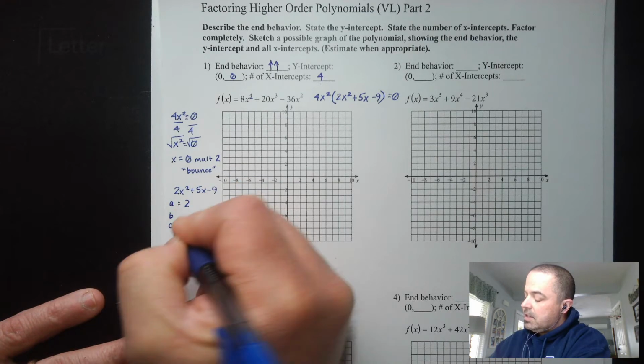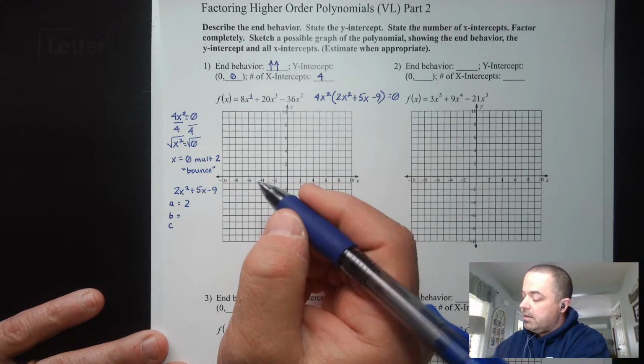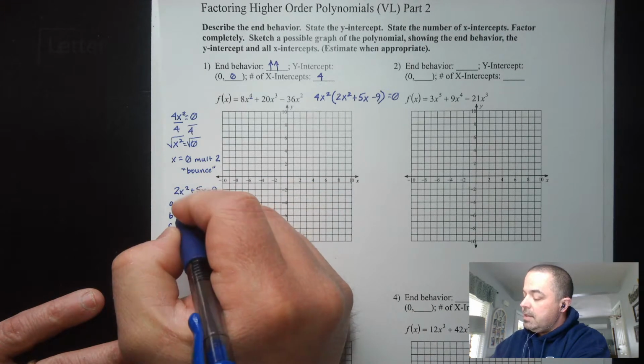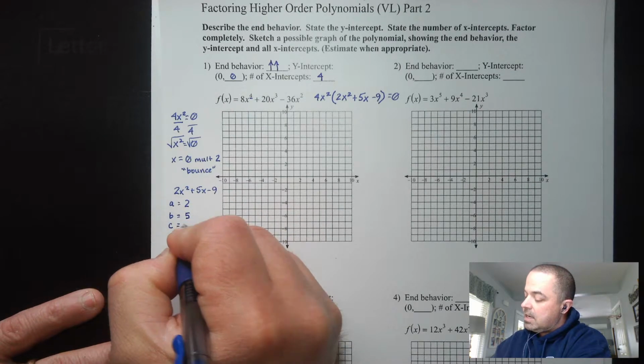So we're going to need to use the quadratic formula, which means we need to make sure we understand what a, b, and c are. A is the coefficient in front of the highest exponent, so that's 2. B is the middle coefficient, so that's 5. And c is going to be negative 9.